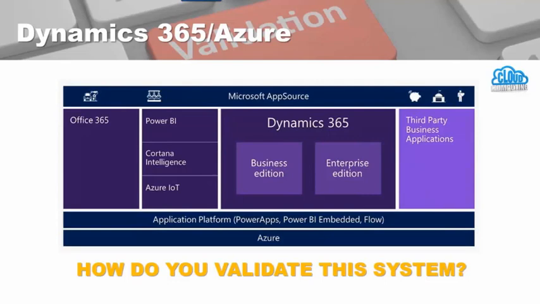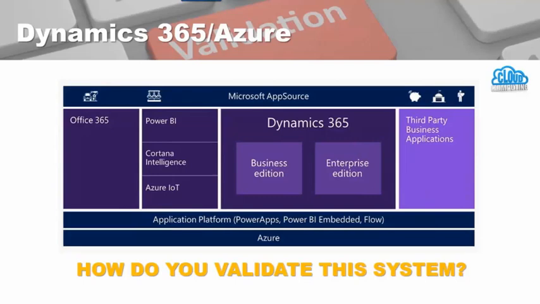When you take this architecture, there are a lot of moving parts that change. There's a change control lifecycle with Office 365. There's a change control lifecycle with the third-party business apps. There's a change control lifecycle with the Internet of Things and Dynamics 365 itself. And then there's a change control with Azure and the Microsoft App Store. So when you look at the system holistically, this is what I wanted to talk to you about today. How do you validate this system, and what's the best strategy to validate this system?